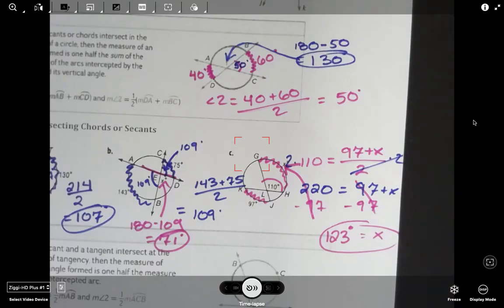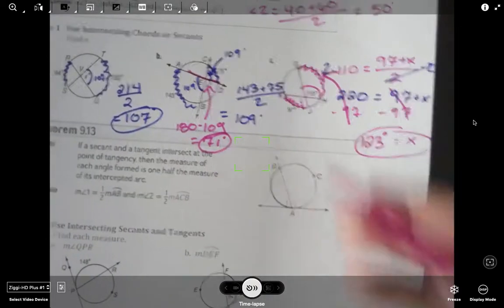If they were intersecting at the center of the circle, this would just be 123 degrees, or it would be just 110 degrees. If that was a central angle and it was 110, then that would just be 110. But it's not, because they're not intersecting at the center of the circle. It's not a central angle. All right, so moving on down.